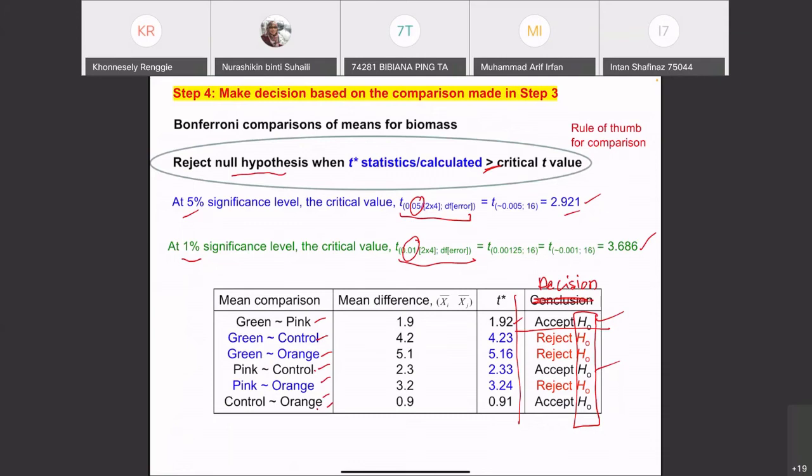So at the end, if you just put accept, reject, assuming that I know what you mean, but I do not know what you mean. I do not know which hypothesis you are referring to. So that's why you have to make sure that you put accept null hypothesis or reject alternative hypothesis. You must mention which H you are referring to. Okay, so here you make a decision for all the pairs, right, in this table.